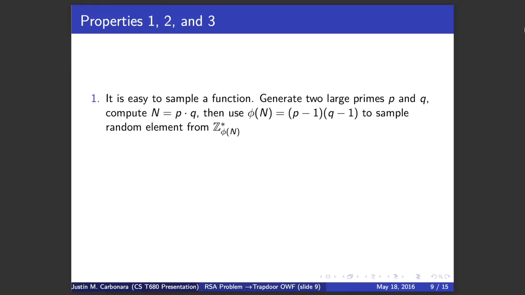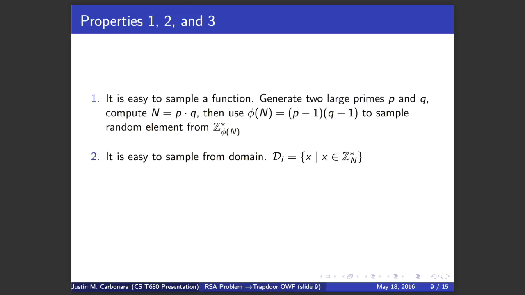Properties 1, 2, and 3. Property 1, it's easy to sample a function. Generate 2 large primes, p and q. Compute the RSA modulus n equals p times q. Then use phi of n equals p minus 1 times q minus 1 to sample a random element from Z phi of n star.